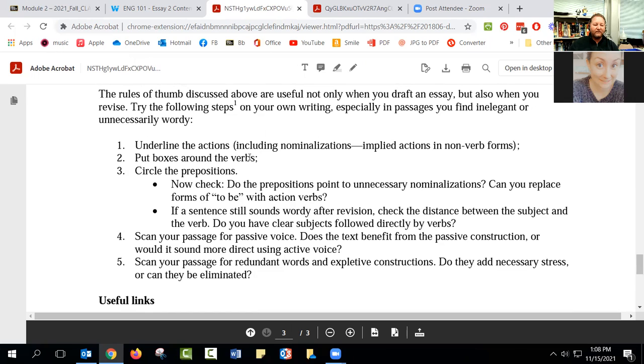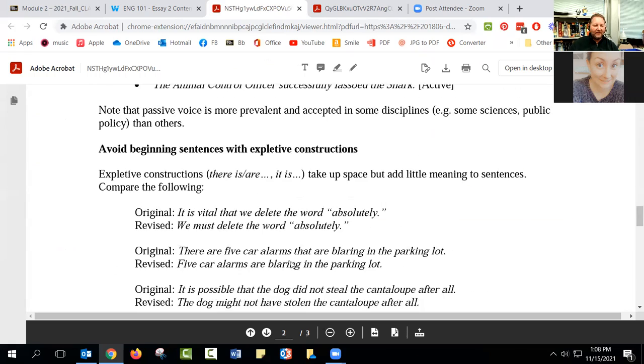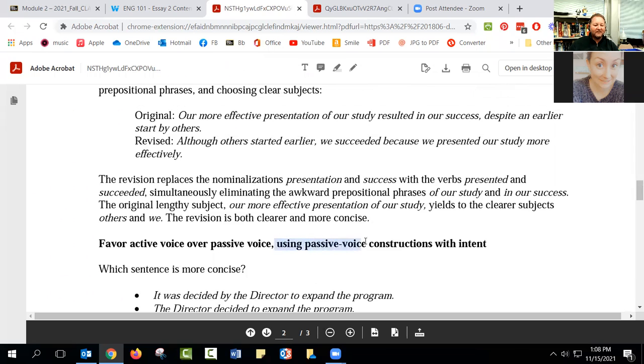Put boxes around the verbs. So locate all the verbs in your writing and put boxes around them, right? Circle prepositions, right? All those prepositional phrases, in, with, all those types of things. And then you can go through and check them all. Scan it for passive voice, right? Making sure the subject is always doing something to the object, not the other way around. And then just kind of scan through it for repetitive words or redundant words, any of those expletive constructions, right? Most often they're just unnecessary. You can get rid of them, right? So these are specific ways to adjust your style based on all of these here. So if you forget what passive voice constructions are versus active voice, you can kind of look at this for an example.